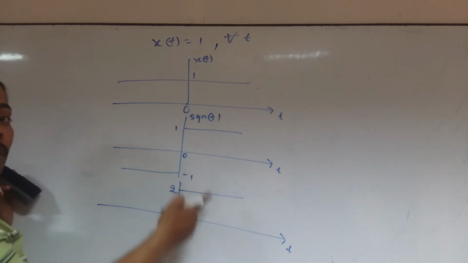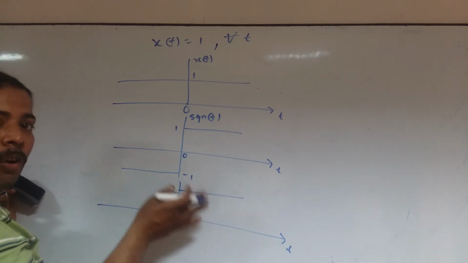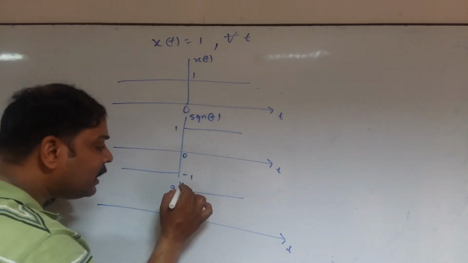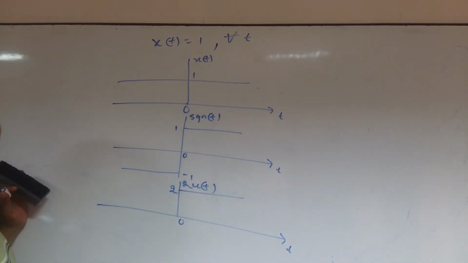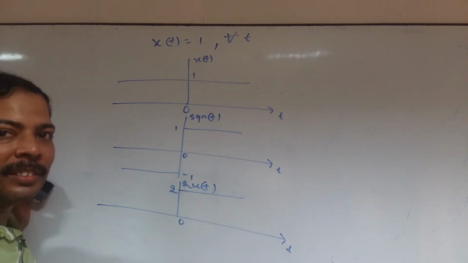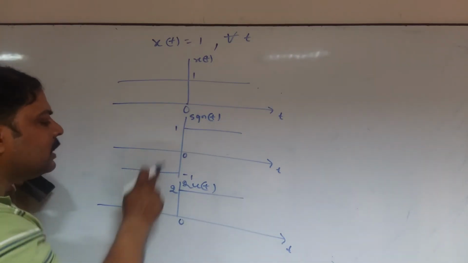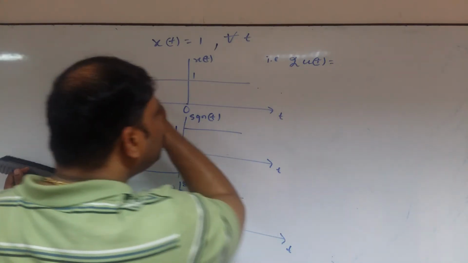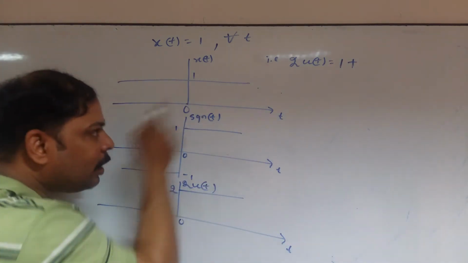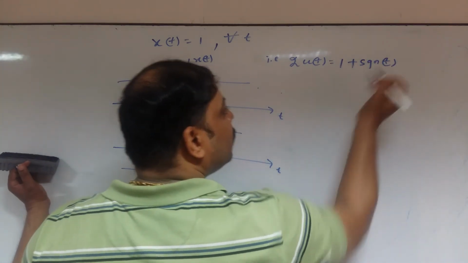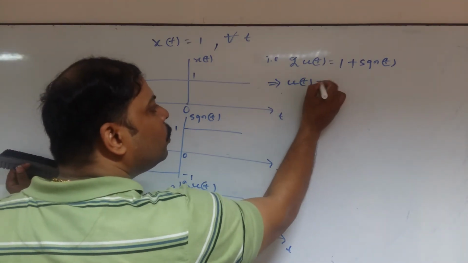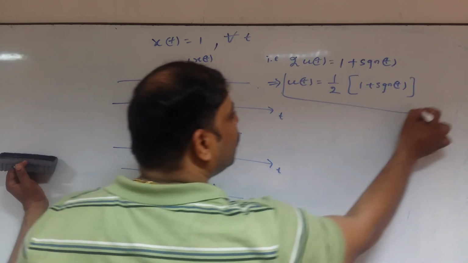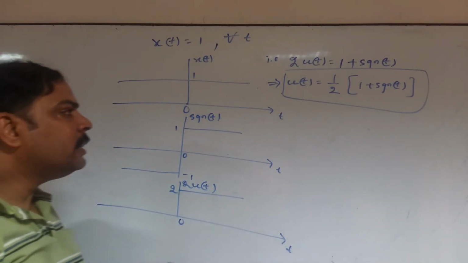Now, whatever signal is drawn here, you are already acquainted with it. I have already discussed it in my previous videos. This signal is known as the step signal having height 2. How to represent this signal? 2u(t). Now see what you have got. Very interesting. This signal plus this signal is equal to this signal. That means 2u(t) is equal to 1 plus sgn(t), which implies u(t) is equal to half into (1 plus sgn(t)). This is a very important relationship between the unit step signal and signum.